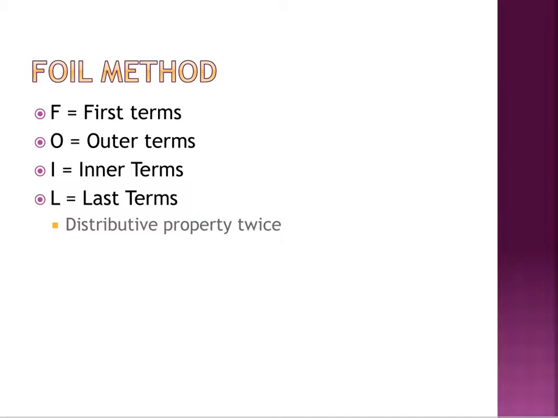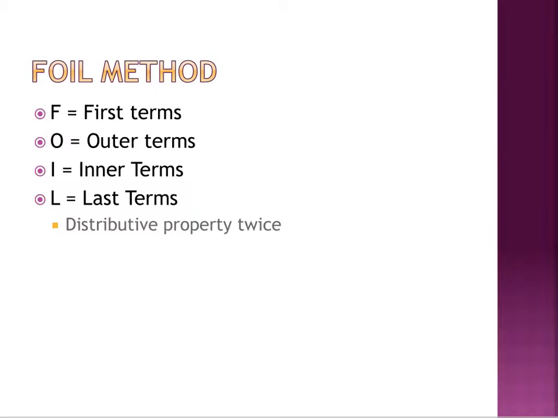So we're going to do one video for the whole thing, and we'll start out with what's called the FOIL method. FOIL stands for first, outer, inner, last. Technically, you can move these around. You can call it LOIF, FLOI, whatever, but it's the distributive property twice. Let me show you an example of what this really looks like.